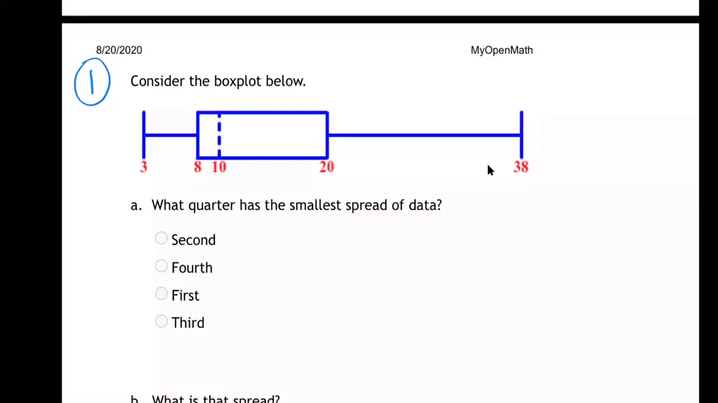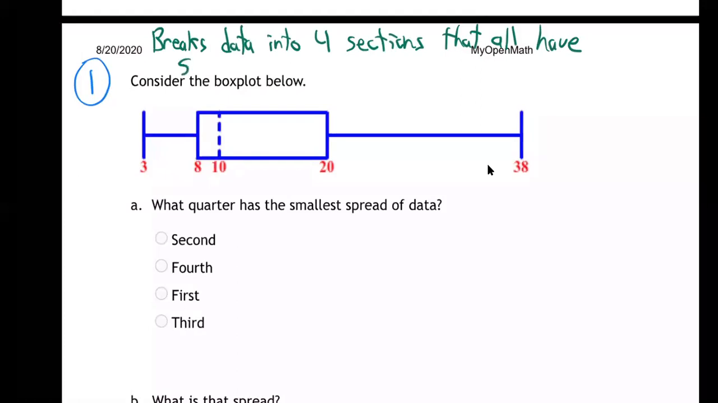Now, what in the world is a box plot? This is a box plot you're looking at. So what is all this monkey business? What is this stuff here? Well, basically what a box plot does, it breaks the data into 4 sections that all have the same number of data values.